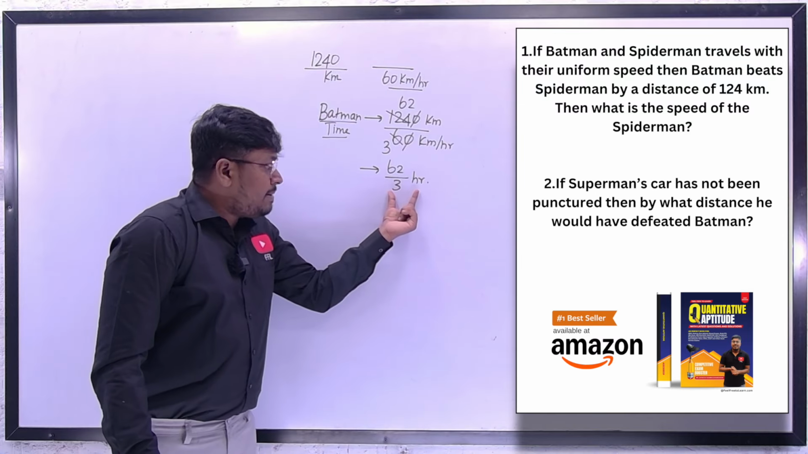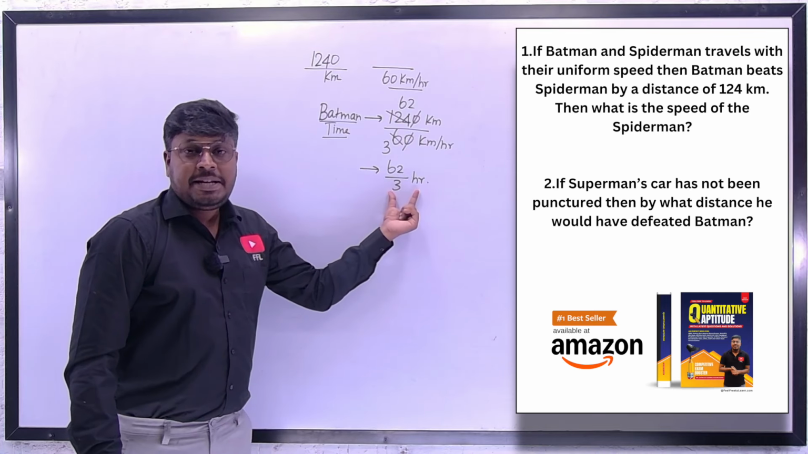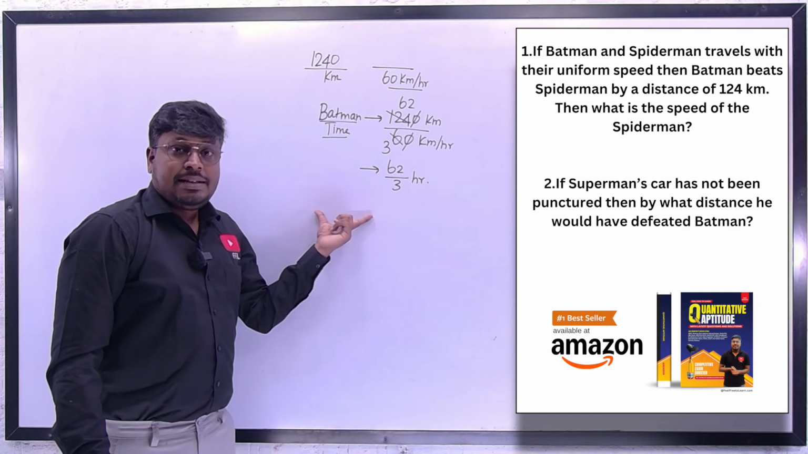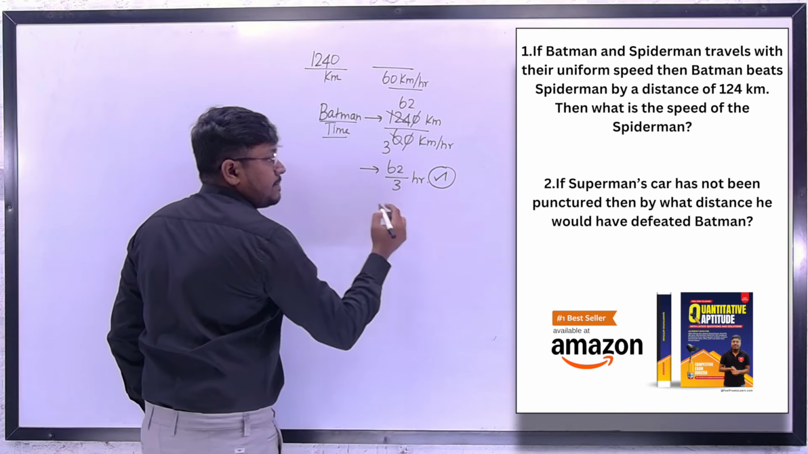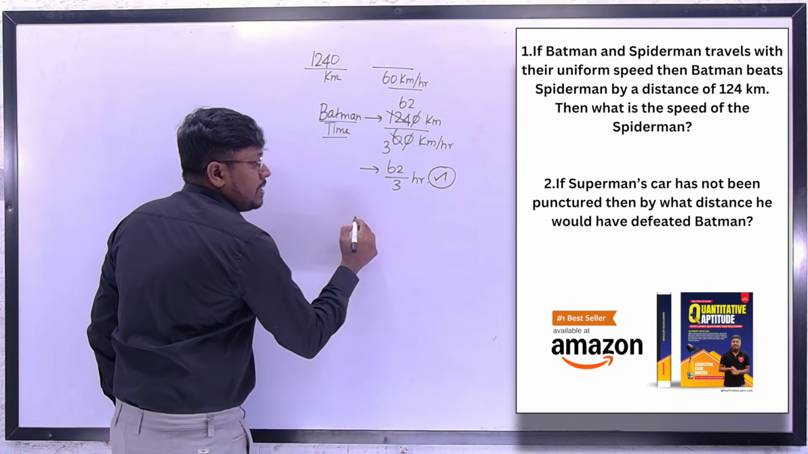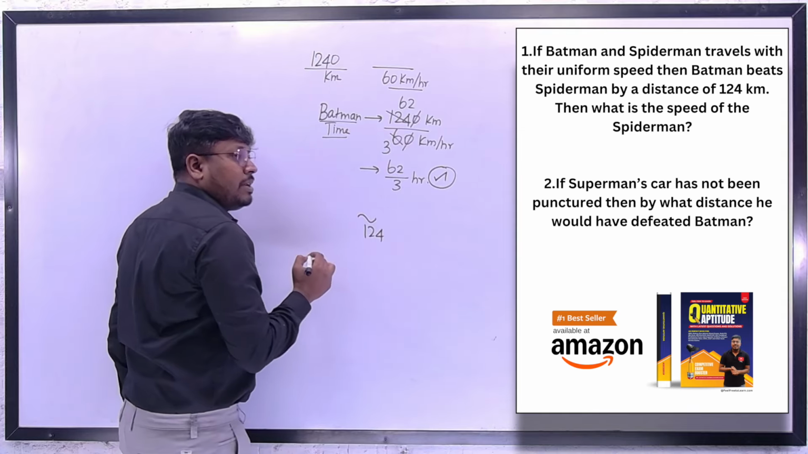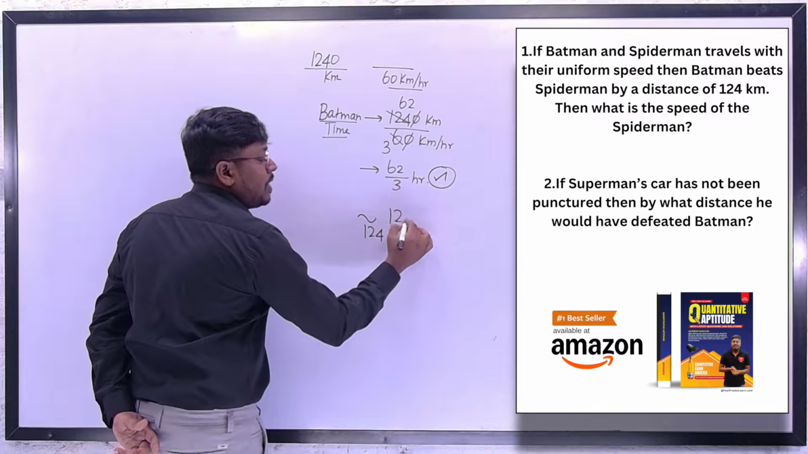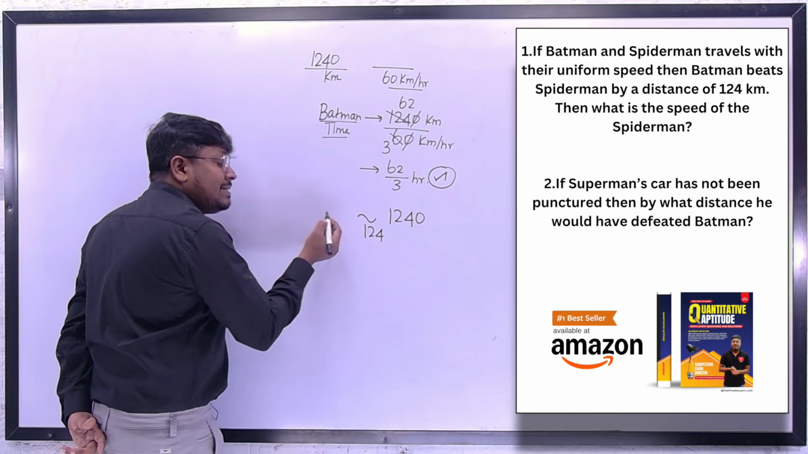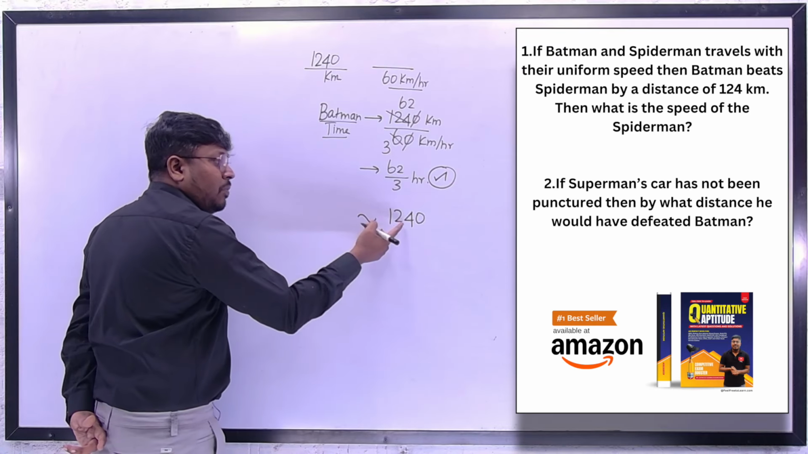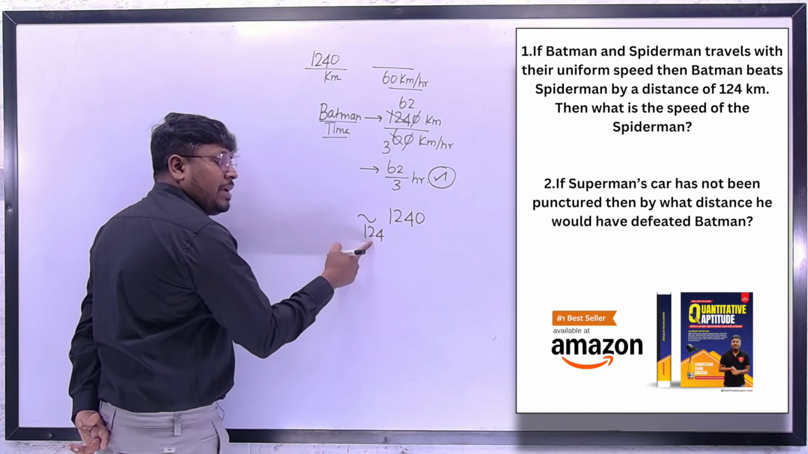So in the same time, in the 62 by 3 hours, where the Spider-Man will be at some distance, how will you find that distance? Because Batman is the person who is winning the race. So the difference between both the persons' distance will be 124 kilometer. Why? Because while Batman is reaching 1240, the Spider-Man will be 124 kilometer less than the total distance. Only then we can say that at this point the Batman beats the Spider-Man by 124 kilometers.